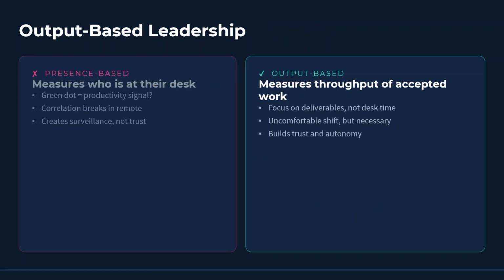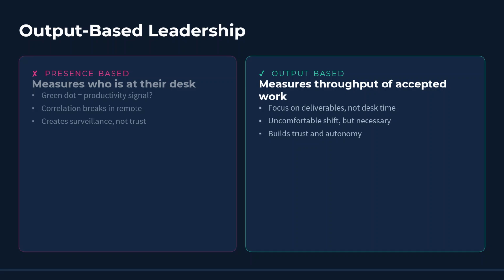Presence-based management measures whether someone is at their desk. Output-based management measures whether the work is getting done. In an office, these measures correlate loosely because someone at their desk is usually working. In a remote environment, the correlation breaks. A team member staring at a screen may be exhausted and unproductive. A team member who steps away for 90 minutes may be doing their best thinking of the day.